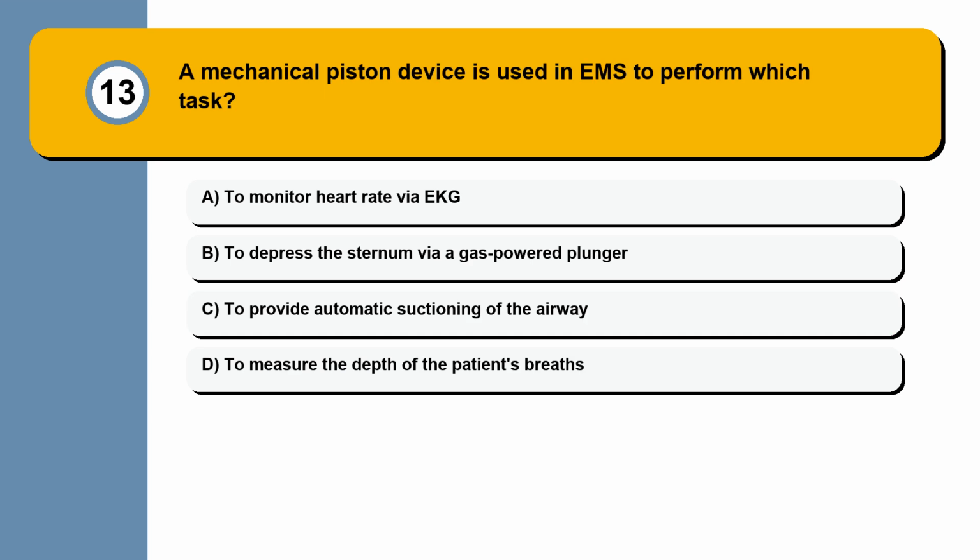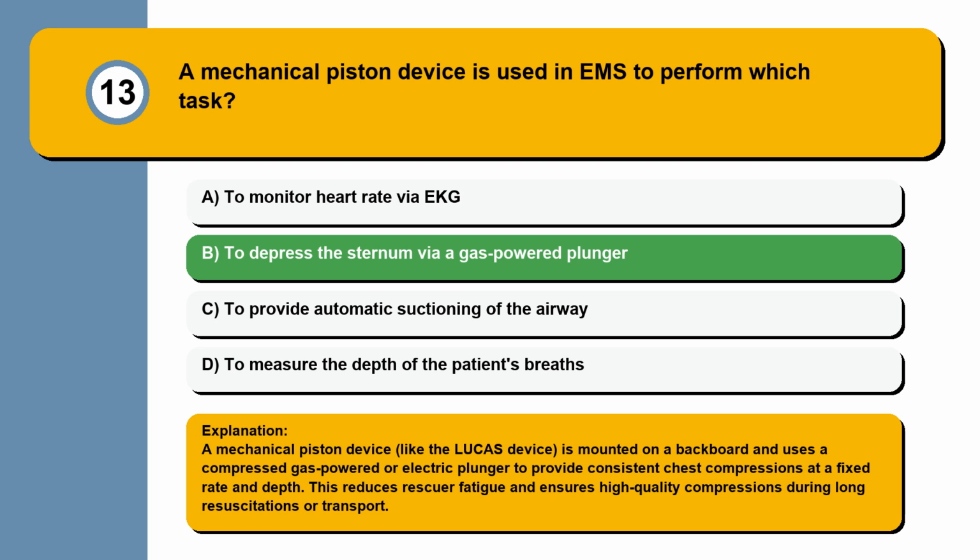Question 13. A mechanical piston device is used in EMS to perform which task? To monitor heart rate via EKG, to depress the sternum via a gas-powered plunger, to provide automatic suctioning of the airway, to measure the depth of the patient's breaths.